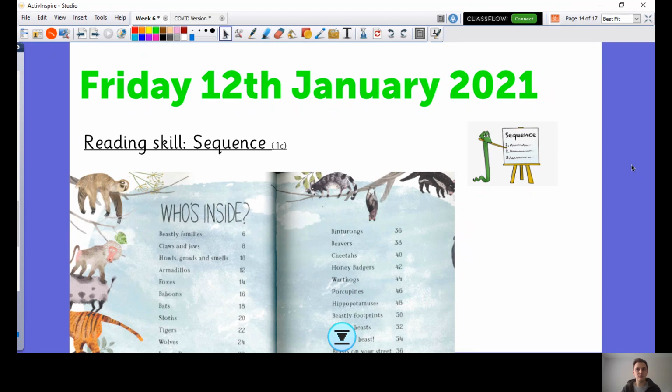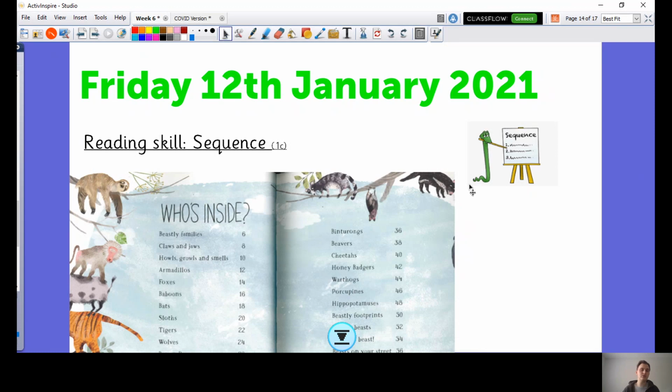So, today we're going to be looking at sequencing, and we're going to be basing that around the contents page. So, here is the contents page. Remember, what does a contents page tell us? Okay, superb. So, a contents page tells us the different sections that are contained within this book, and then it tells us the page number that they're on.